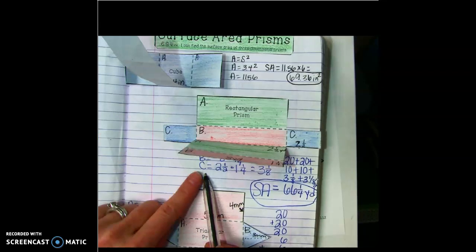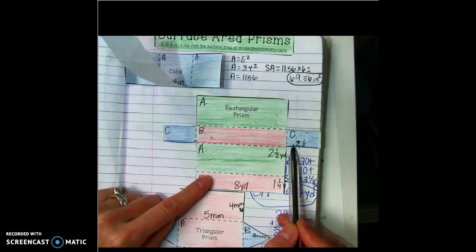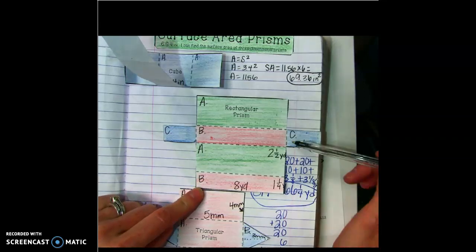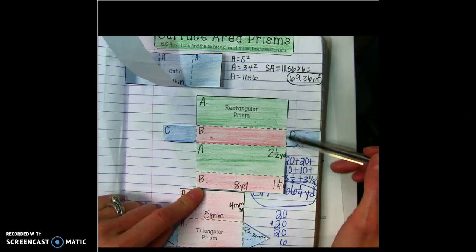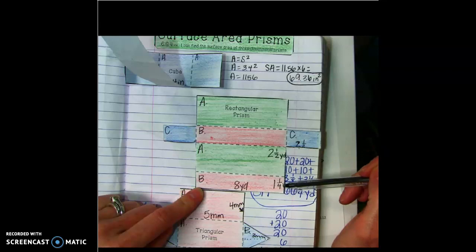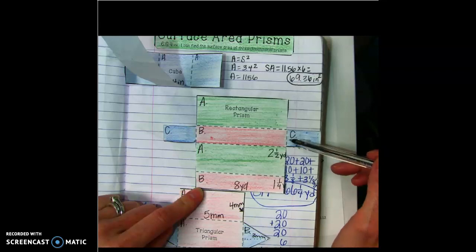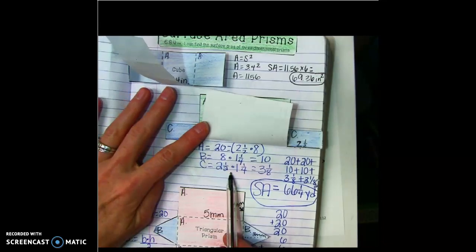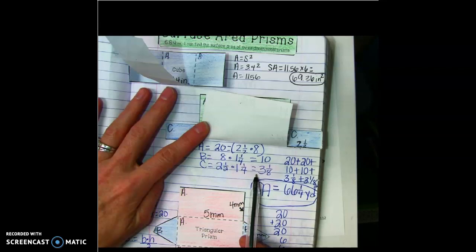Now let's look at C. C, my length is 2.5. And I know that my width is this right here. Length times width. Well, if my width of B is 1 1/4, which is right here, then I know the same thing is true for the width of C, because they're the same side. They connect. So if B is 1 1/4, I know C is 1 1/4. So 2.5 times 1 1/4 gives me 3 1/8.